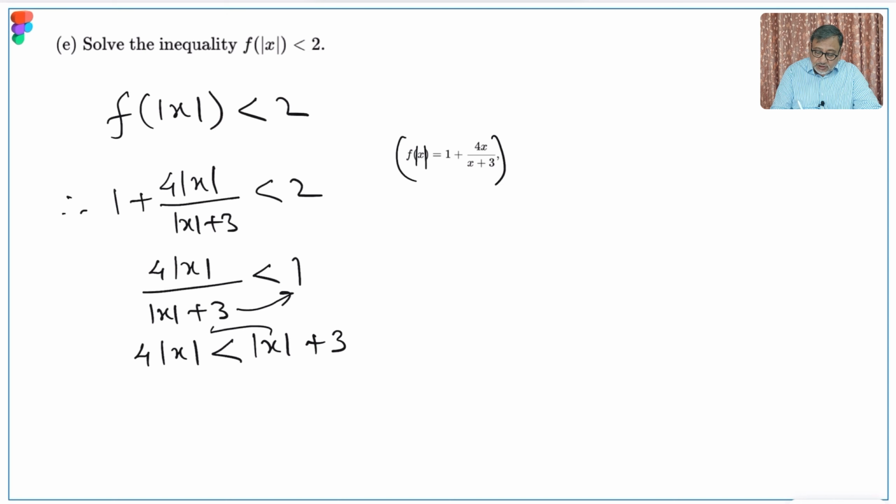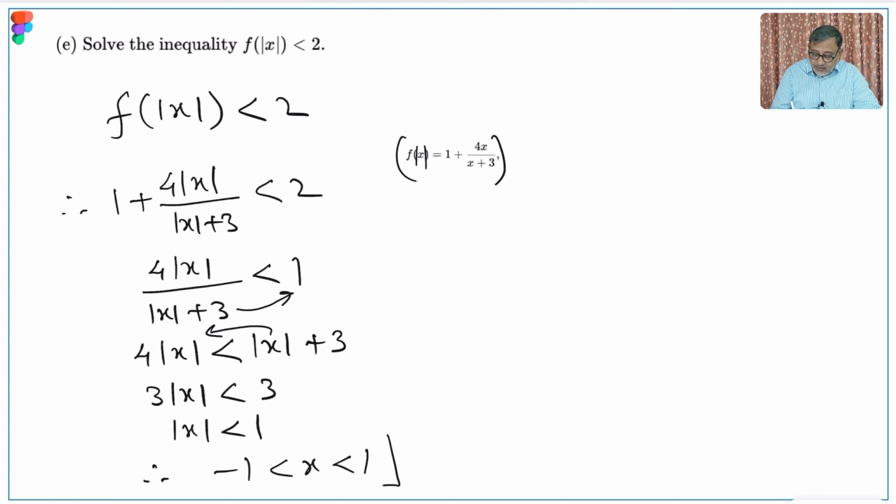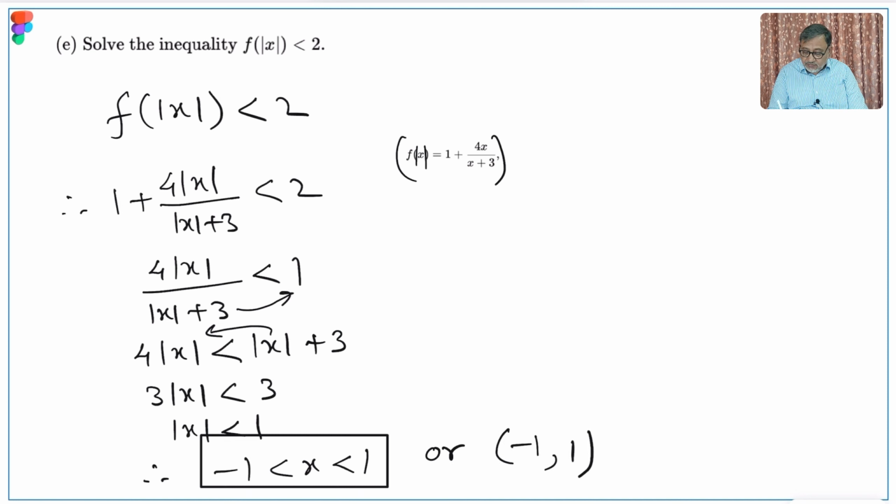Now bring the modulus towards the modulus. So 4 − 1 will be 3|x| < 3. Divide by 3, so |x| < 1. Therefore −1 < x < 1. This is the solution, right. So x is between, we can write it as an interval between −1 and 1. This is the solution of the last part. Either this way or this way you can write.